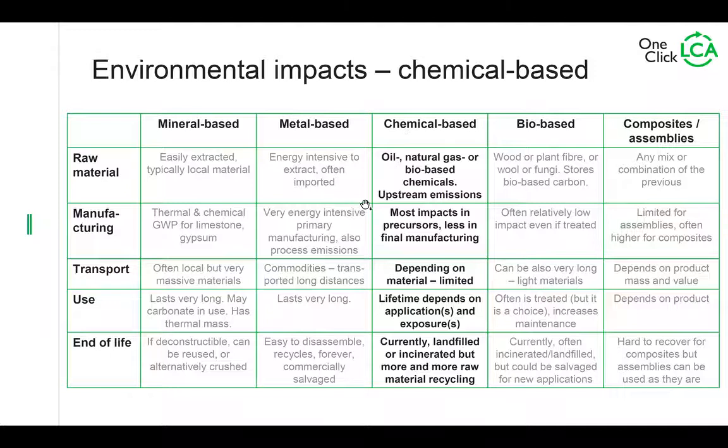Chemical-based materials, they do have raw material upstream emissions on the oil field or in the natural gas leakages to the atmosphere in the transport. And the manufacturing impacts are mostly in precursor chemicals and far less in, let's say, the injection of plastic into molds. So the final manufacturing tends not to be the most energy intensive for chemical-based products, at least for plastics, right?